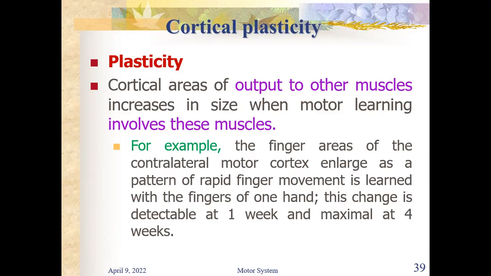So cortical areas that are linked to those muscles of different parts of the body increase in size when motor learning involves these muscles. So the continuous use of a particular part of the body increases the size or the area in which that part of the body is being represented in the cerebral cortex. Okay, that's what I've explained there.